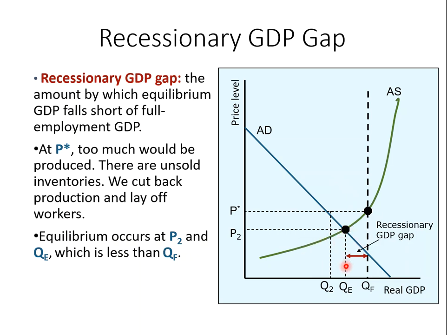At P2 we find that the equilibrium production is QE. QE is smaller than QF. That's why we have this gap between QE and QF, called the recessionary GDP gap.